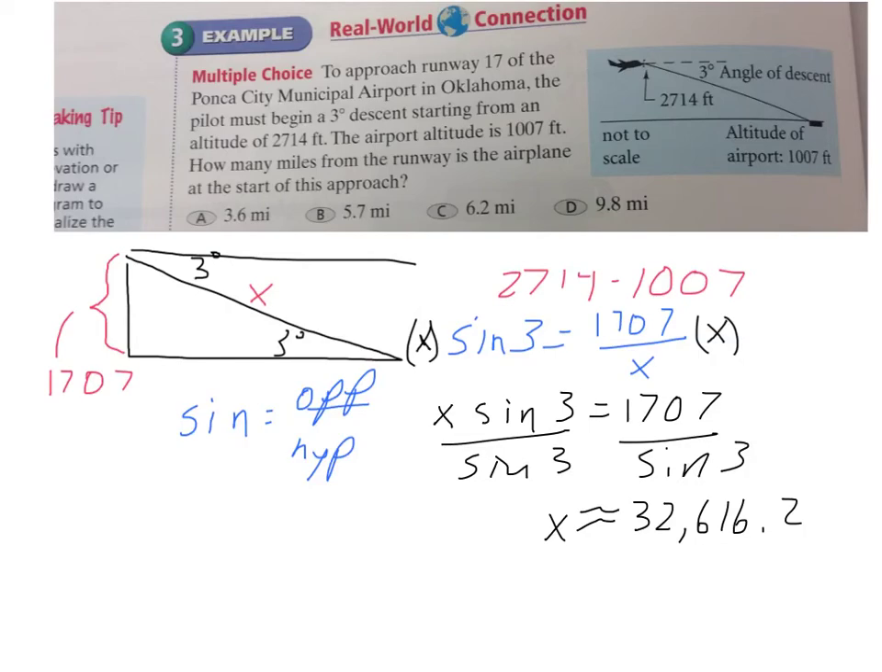Now, that's in feet, how far the airplane is from the airport. How are we going to change this to miles, which is what the question asks? Hopefully you remember that there are 5,280 feet in a mile. So we divide that by 5,280, and we're going to get approximately 6.2 miles is when the airplane needs to begin its descent down to the airport.